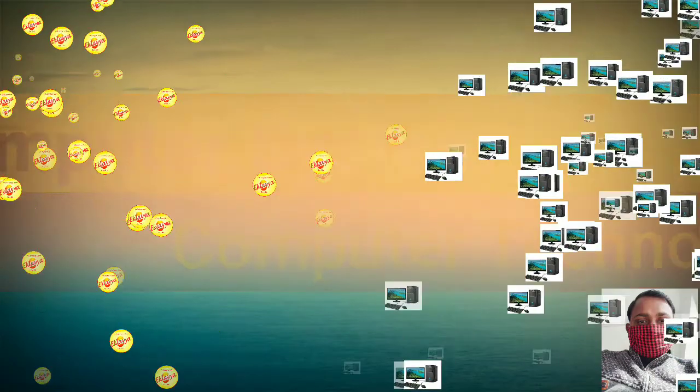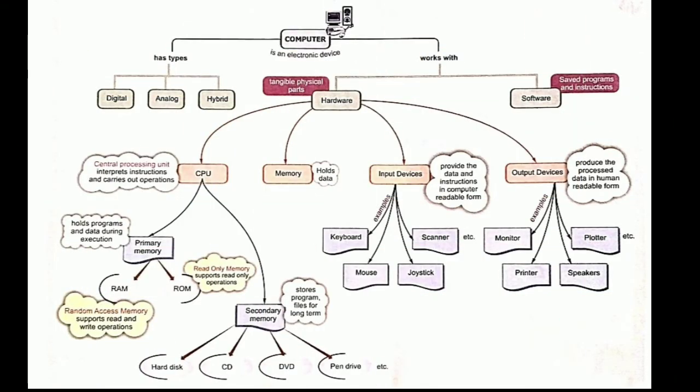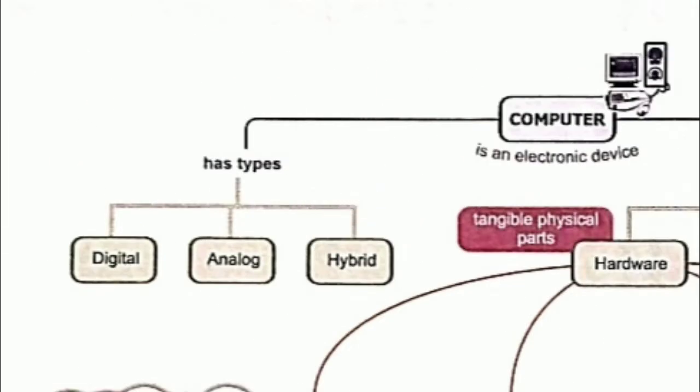In this session you learn about computer systems. Every computer is an electronic device, and computers have three types: digital, analog and hybrid. These are the three types of computer nowadays, and digital computers are the most popular and are used in every place.